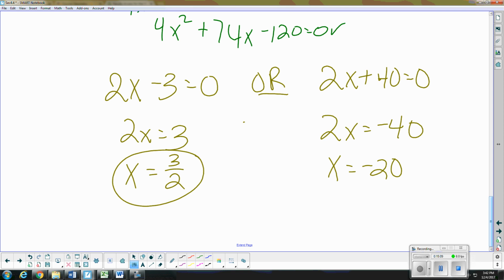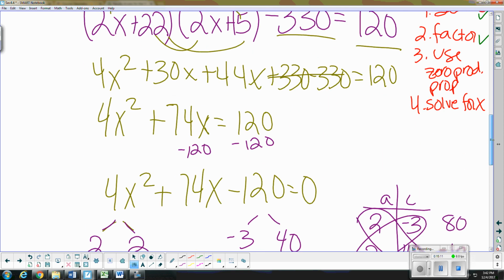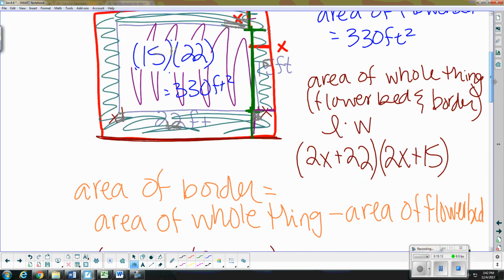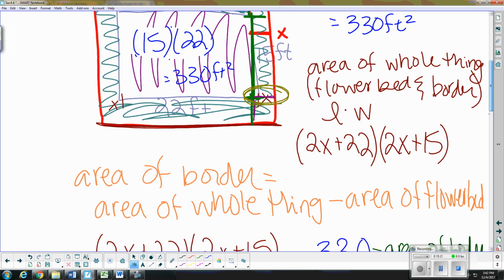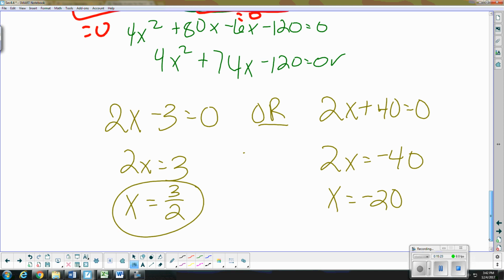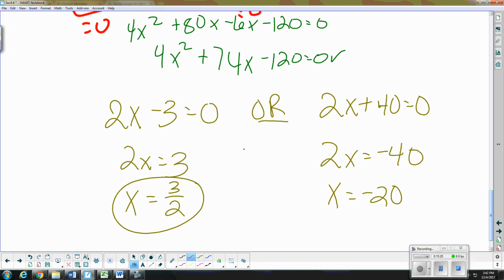But again, in the context of this problem, x cannot equal negative 20 because x is the width. So this distance here cannot be negative dimensions. So our only option then is that x equals 3/2. So that is your solution, x equals 3/2.